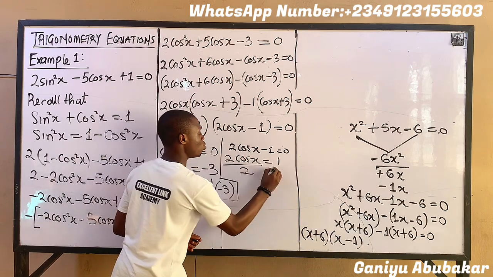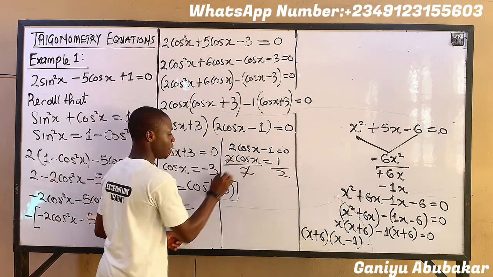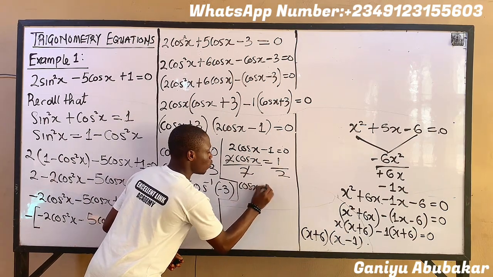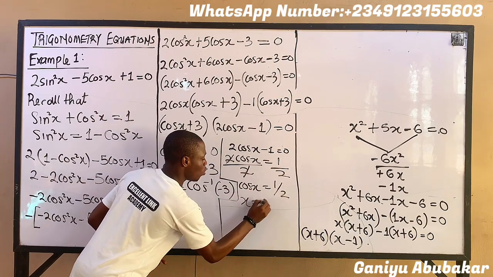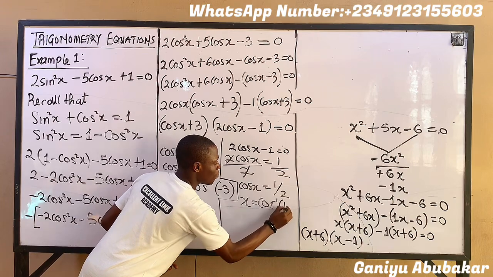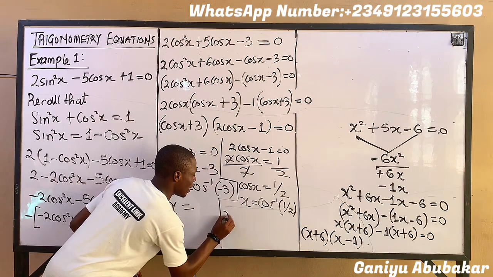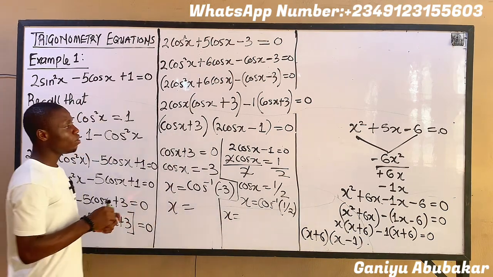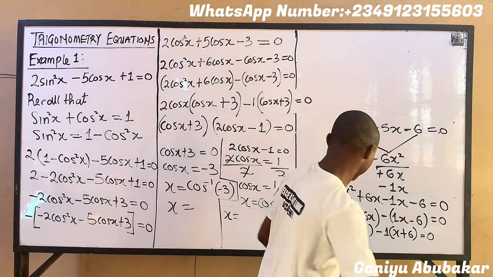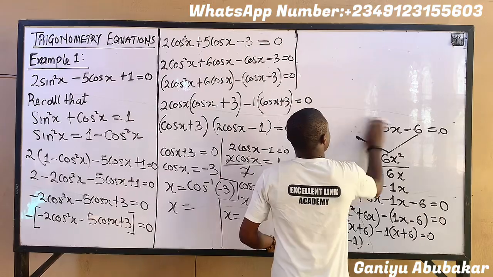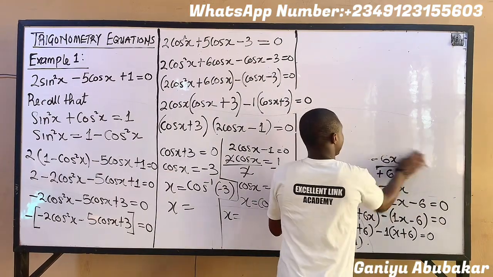Divide here by 2 by 2. This cancels this, Abby. I have that cos x equal to what? Half. Take cos here, becomes x is equal to what? Cos inverse of half. Please, what's my answer? What's x? What's x here? Should give you something in value. 60, Abby. Oh, very good.